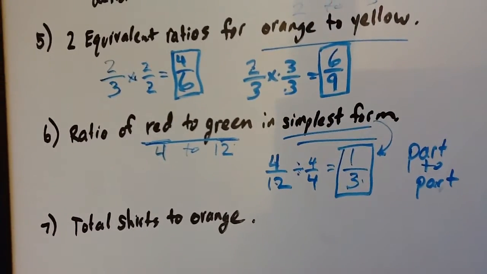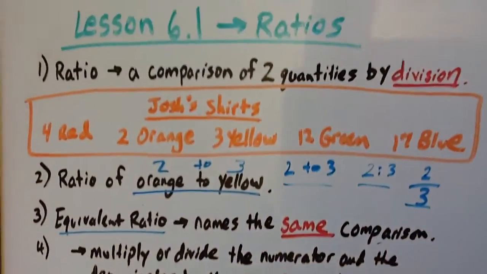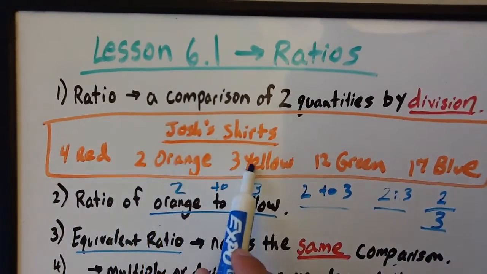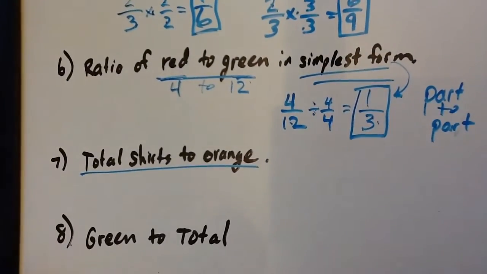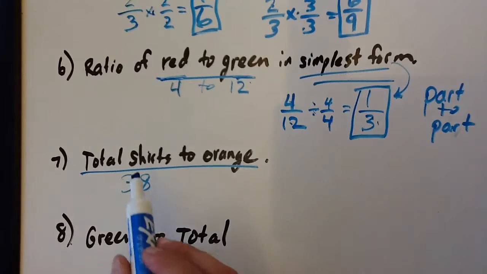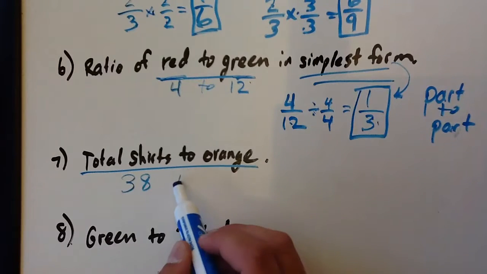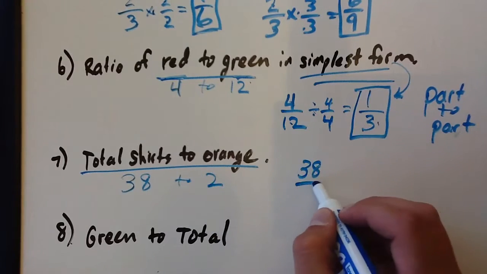Okay, number 7, we want the ratio of total shirts to orange shirts. Well, how many total shirts do we have? I'm going to have to go back to my table and add up the total shirts. I add 4 plus 2 plus 3 plus 12 plus 17, and if I add all those up, I would see that I have 38 total shirts. So there's 38 total shirts, and how many orange shirts are there? There are 2, right? So my ratio is 38 to 2.